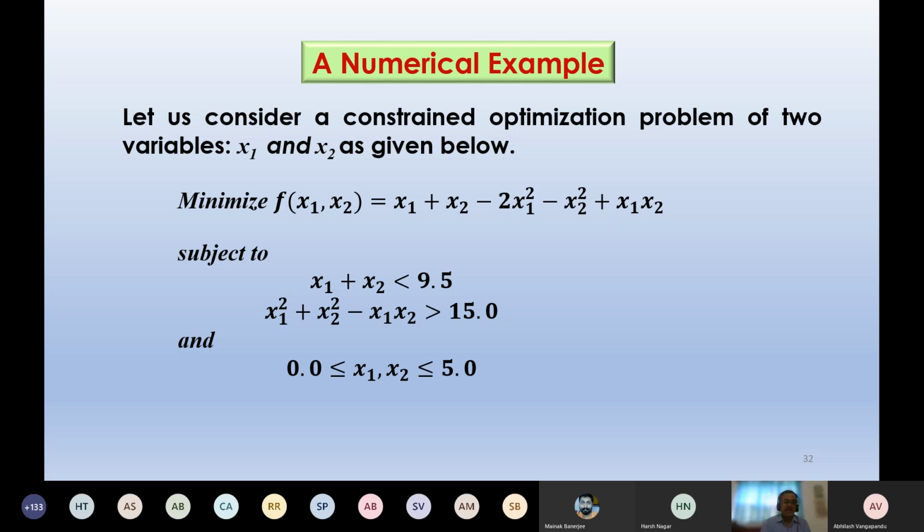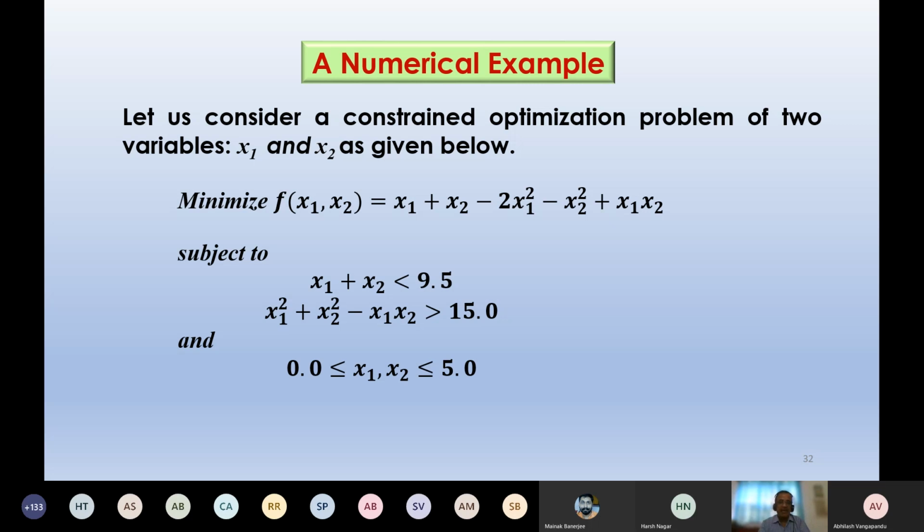Now the left hand side, if you calculate, x1 is 2.0, x2 is 3.0. So the left hand side is 5.0 and the right hand side is 9.5. Okay. So not the violation, but the deviation between the left hand side and the right hand side is 5.0 minus 9.5, that is minus 4.5.